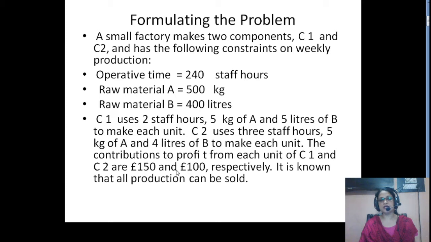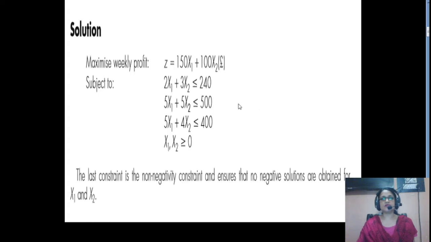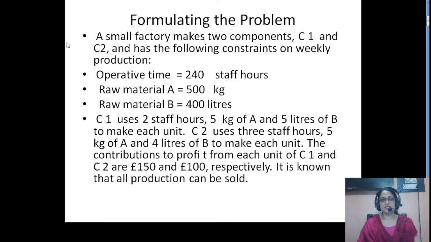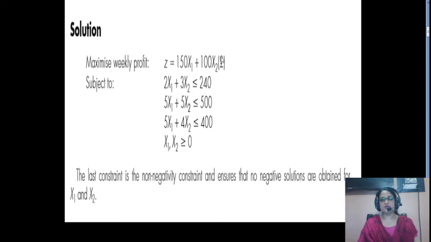See students, once again we have to maximize our objective function because we have contributions, right? So contribution should always be maximized and cost should always be minimized. So let us see how the mathematical model can be created. We have to maximize the weekly profit. So 150 pounds we are getting from selling product X1. X1 and X2 are the names we have given for products C1 and C2, right? So C1 will be X1, C2 will be X2.